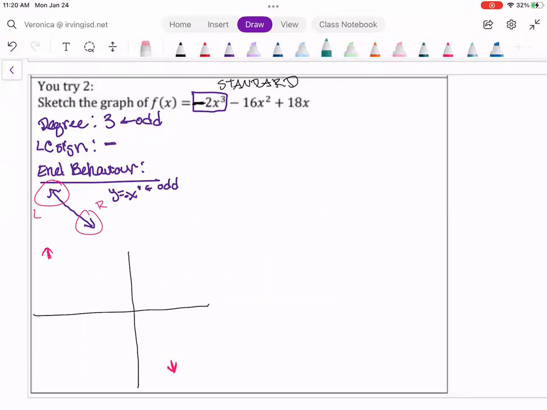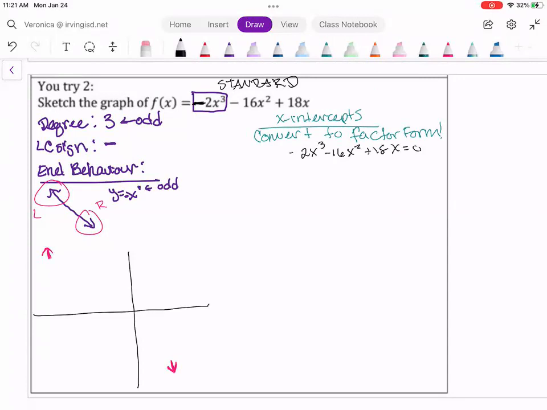So now what we need to do is find our x-intercepts and figure out what's happening at each one. So we're finding our roots and the multiplicity of each one. And remember, we're going to have to convert to factor form. So we have negative 2x cubed minus 16x squared plus 18x, and it's in standard form, obviously.